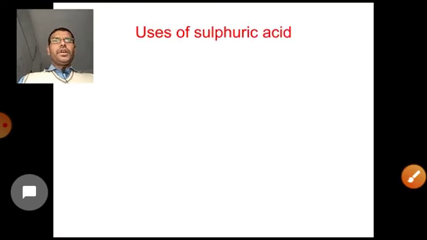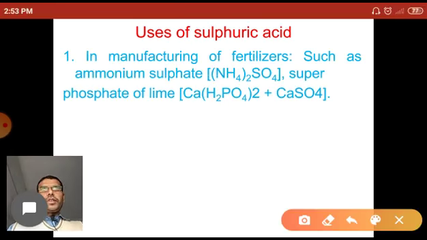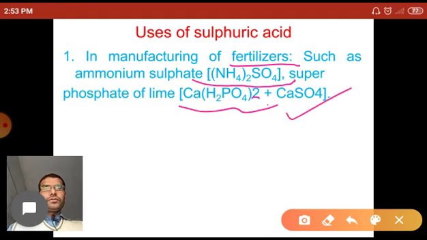Now next topic, uses of sulfuric acid. First use: in the manufacture of fertilizers, such as ammonium sulfate, (NH4)2SO4, and super phosphate of lime, calcium phosphate plus CaSO4, which is called the super phosphate of lime.